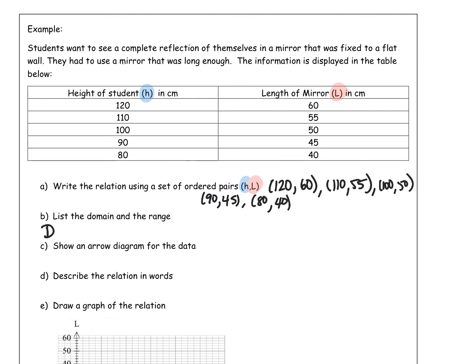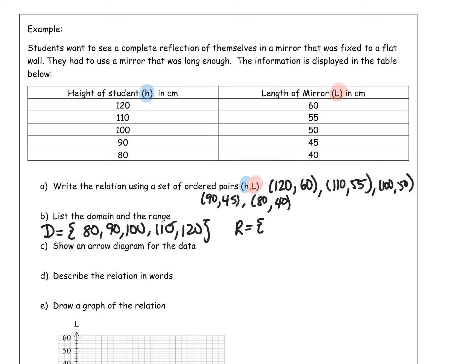So we use a capital letter to represent what it is we're finding. So we're finding the domain equals, we use curly brackets to represent a set. And then what we do is we give all of those values that are the X values in the ordered pair, or in this case, the H values, okay? So we list them all out, and generally speaking, we always go from lowest to highest. So it'll be 80, 90, 100, 110, and 120, okay?